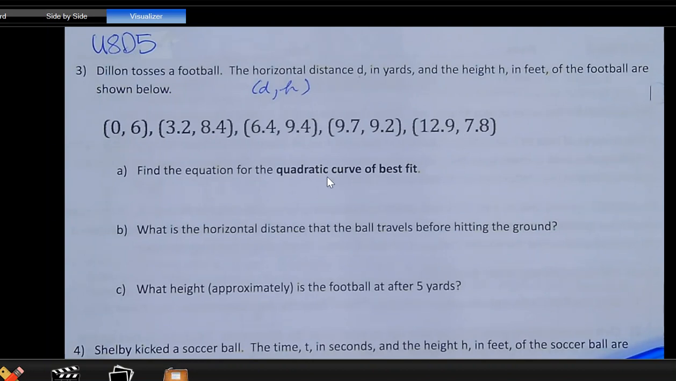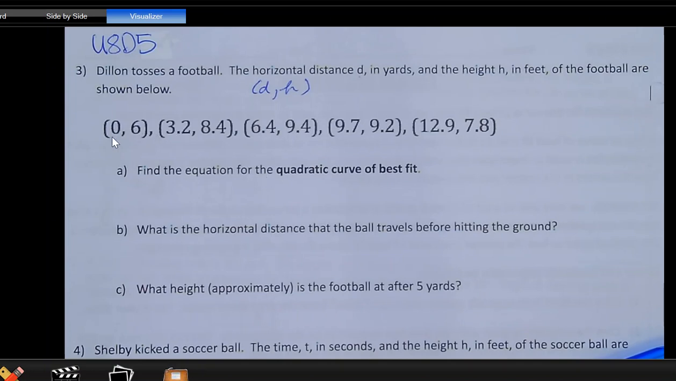It's telling me all from the start that it's going to be a curve, so that's helpful. Then I'm going to want to find the horizontal distance that travels before it hits the ground, and I'm going to want to know how high is it after it has traveled 5 yards. So let's take a look at Desmos.